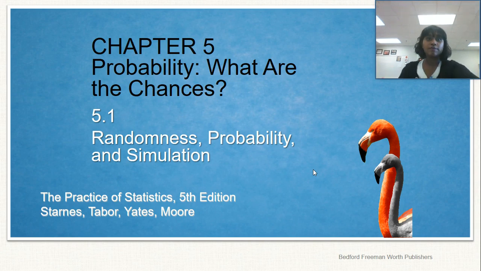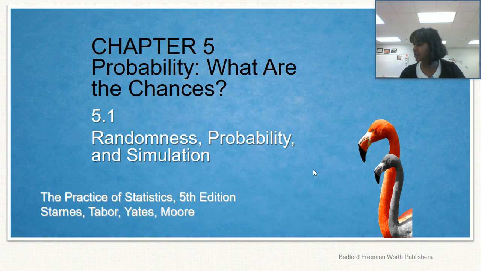Welcome to chapter 5.1. We've got 3 sections in chapter 5. It all deals with probability and probability rules, and what else? Venn diagrams, chance, conditional probability, and independence. All sorts of fun stuff.